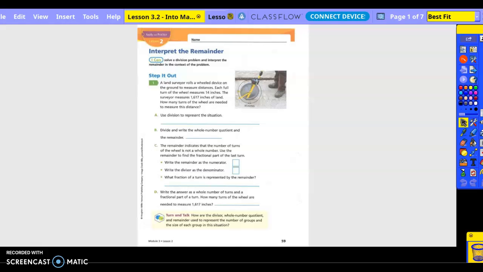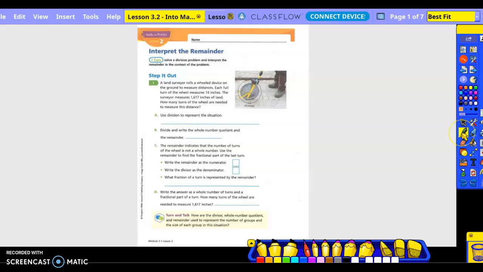Step it out. Number 1. A land surveyor rolls a wheel device on the ground to measure distances. Each full turn of the wheel measures 14 inches. The surveyor measures 1,617 inches of land. How many turns of the wheel are needed to measure the distance? So we're going to get our information. 14 inches, 1,617 inches. How many turns of the wheel are needed?